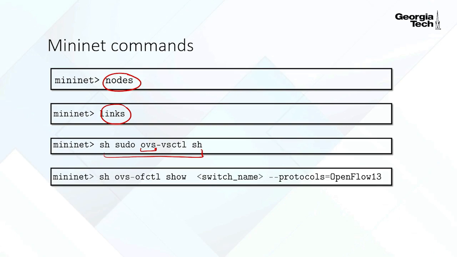Then, if we want more information about each of the switches, then we can run this command. For this command, you just need to assign the switch name that you created in the previous steps, and remember to use the protocol flag such that it knows how to talk to that switch and get the corresponding information.